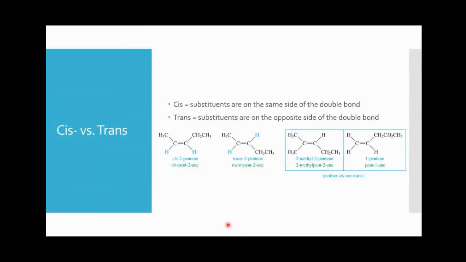And then there's the difference because double bonds cannot rotate. We have the cis-trans orientation. Cis is where the substituents are on the same side, trans is where they're on opposite sides. However, it only applies if each side has two different substituents. In this case, these two are both methyls, so it's not trans or cis, because there's nothing you can really compare it to.